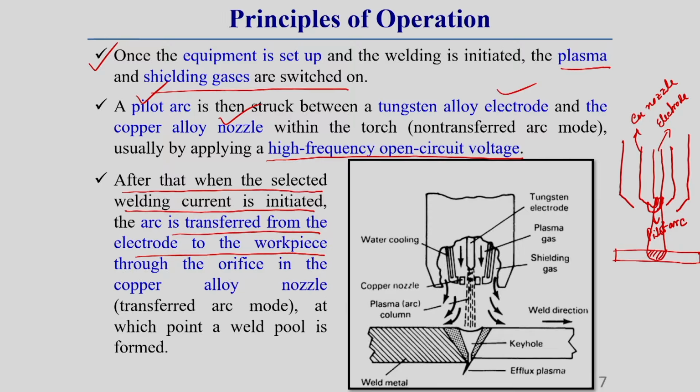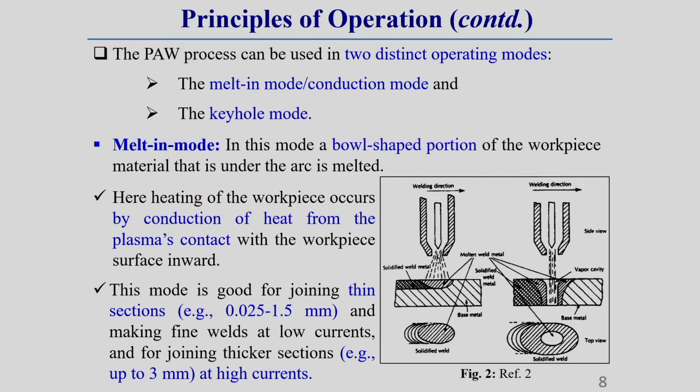Now, in the plasma arc welding process, we can see two distinct operating modes. One is called melt-in mode, or sometimes conduction mode. Another one is called keyhole mode. These two modes I will explain in detail in a subsequent slide. This is a very important part of this welding process.